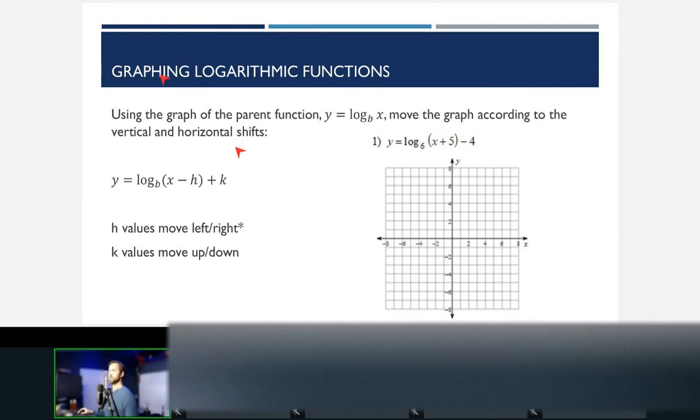5 to the left is correct. So this one is left 5. And then what is the vertical shifting for this log equation? It is, in fact, down 4. Yep.